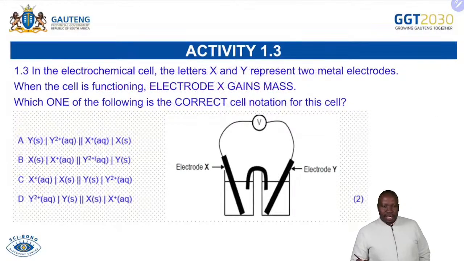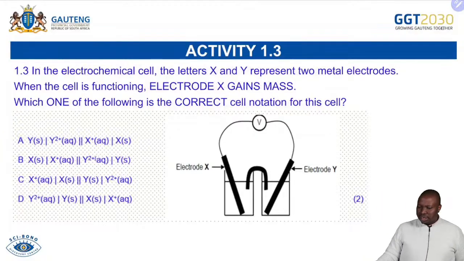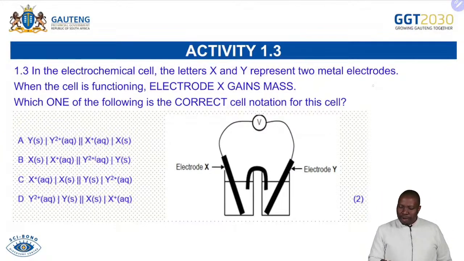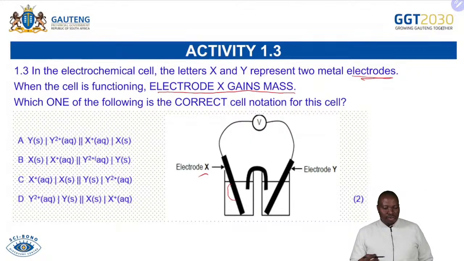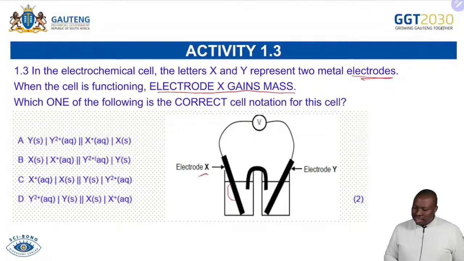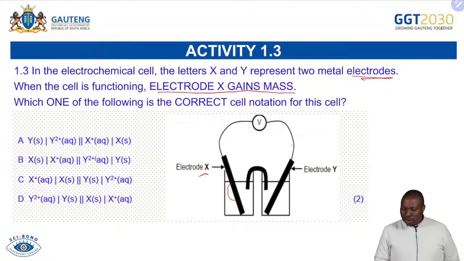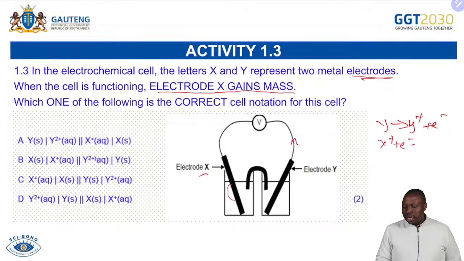Activity 1.3, it was in the electrochemical cell. The letters X and Y represent 2 metal electrodes. So we're having 2 metal electrodes, X and Y. When the cell is functioning, electrode X gains mass. So you know that the one that increases in mass is the cathode, because there is gaining of electrons. So you can see that in that case, it means that we're losing electrons from Y to form this one, which means Y is losing electrons to form Y plus and an electron. And on the X side, it means we're having X plus because we gain electrons in the cathode to form X.